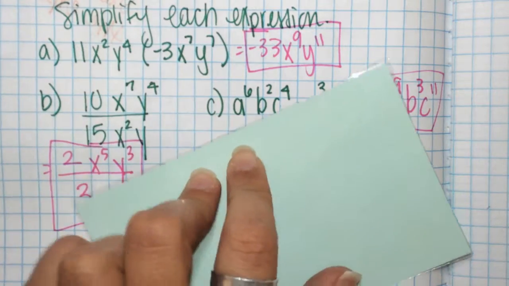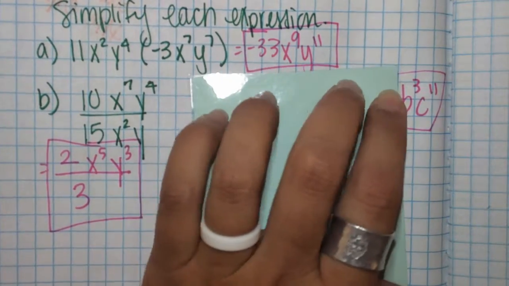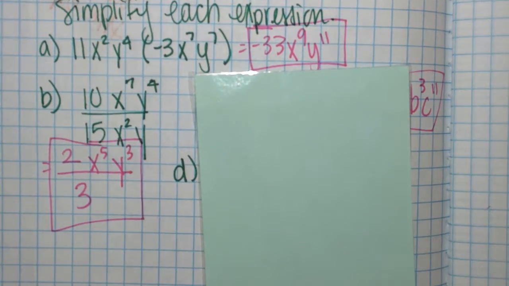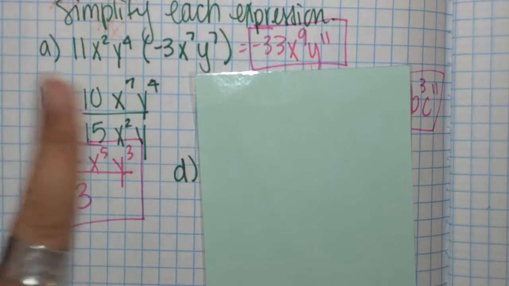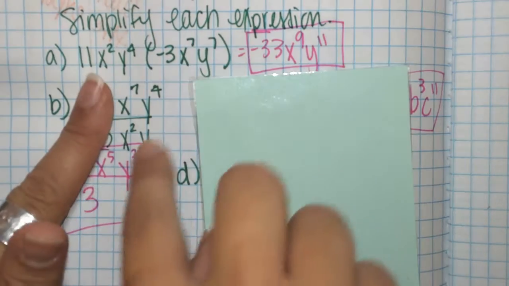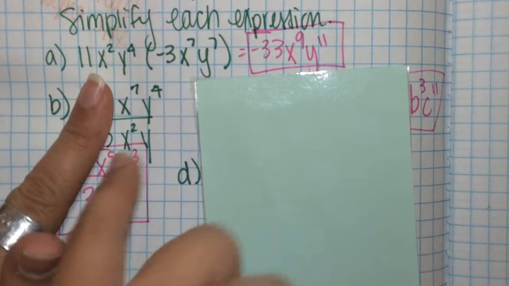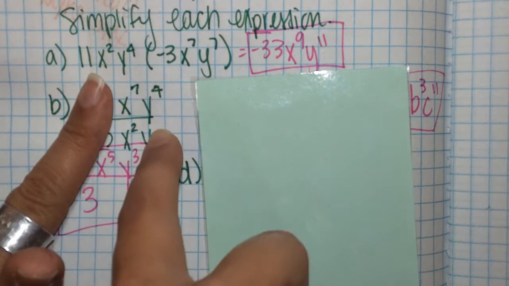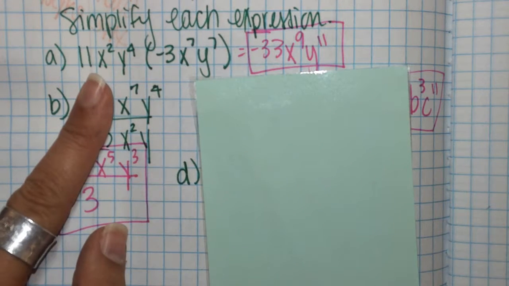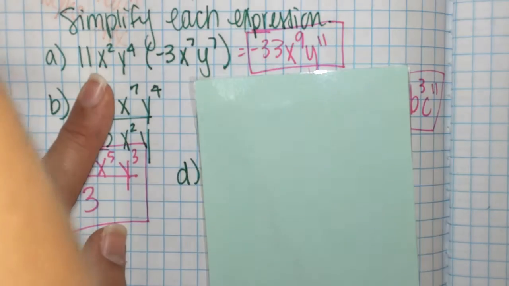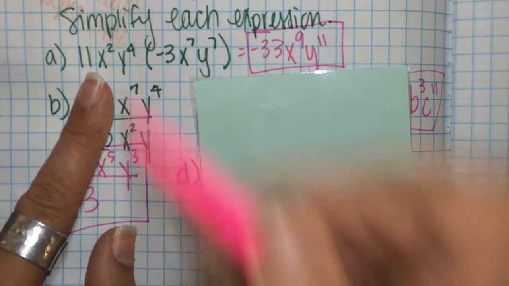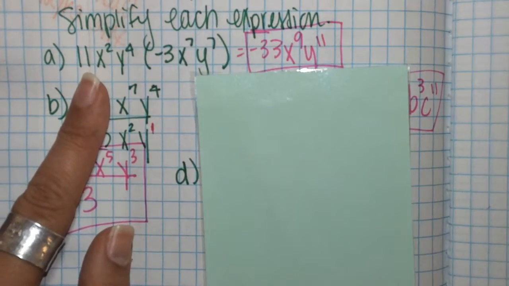All right, B. B is division. So when you divide like bases, you subtract the exponents. So let's cover up that 10/15ths, and let's start here. We do 7 minus 2 and we get 5. 4 minus 1 and we get 3. Remember, if it's just a variable by itself, there is an understood 1 right there. If you need to draw that, draw that.